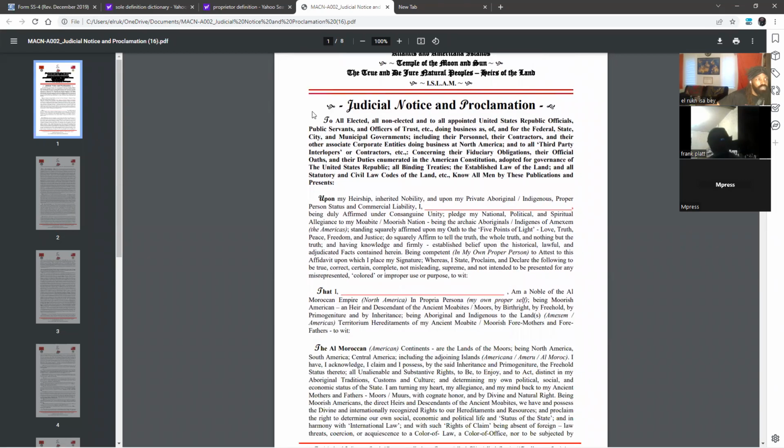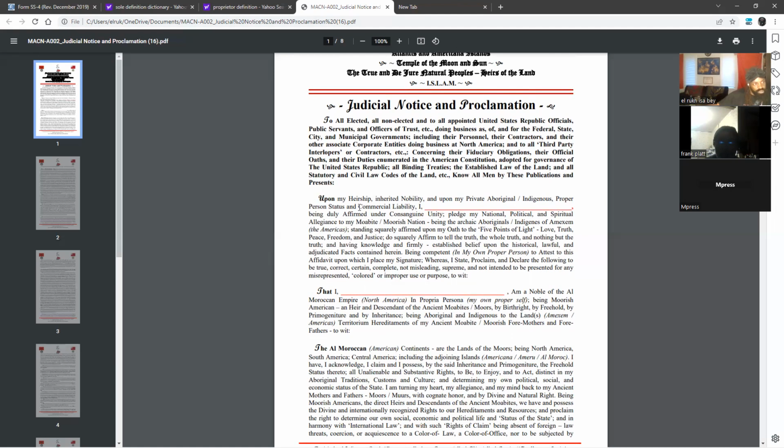Right? So now let's read this. To all elected and non-elected, and to all appointed United States Republic officials, public servants, and officers of trust, etc., doing business as of and for federal, state, city, and municipal governments, including their personnel, their contractors, and their other associate corporate entities doing business in North America, and to all third-party interlopers or contractors, etc., concerning their fiduciary obligations, their official oaths, and their duties enumerated in the American Constitution, adopted for governance of the United States Republic, all binding treaties, the established law of the land, and all statutory and civil codes of the land, etc.